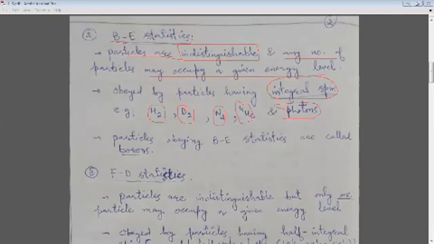These are also called bosons. That means particles which have integral spin and obey this type of statistics are simply called bosons. That means bosons are simply having the integral spin 1, 2, 3, 4, 5, and so on.